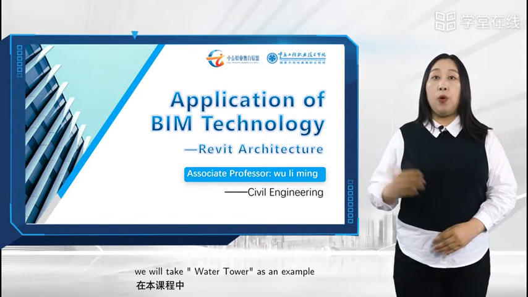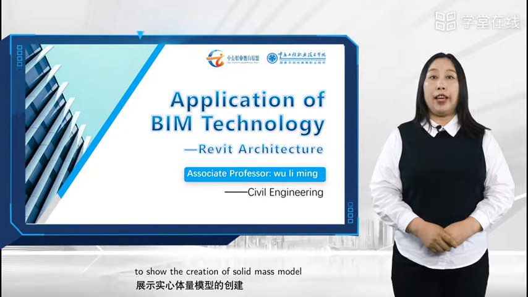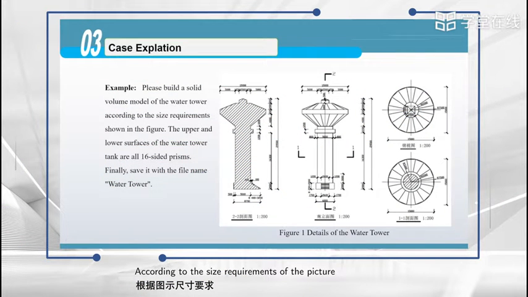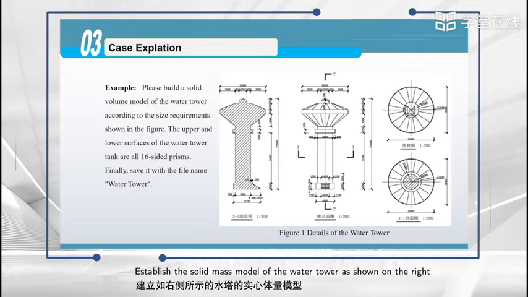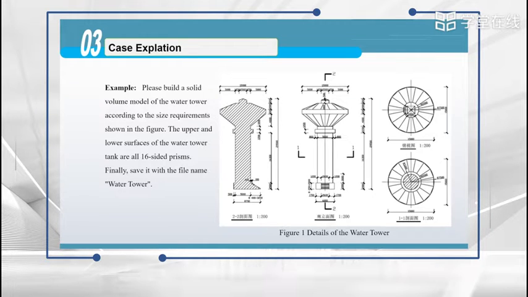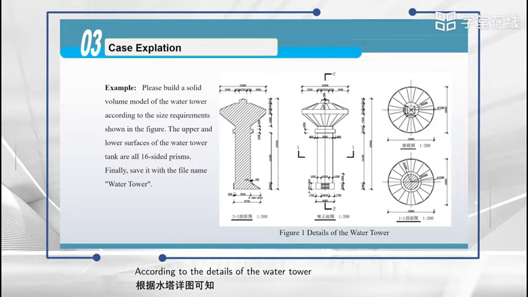In this class, we will take a water tower as an example to show the creation of a solid mass model. According to the size requirements of the picture, establish the solid mass model of the water tower as shown on the right. The upper and lower tanks of the water tower are regular 16-sided pyramids. Finally, the model is saved with the file name water tower.